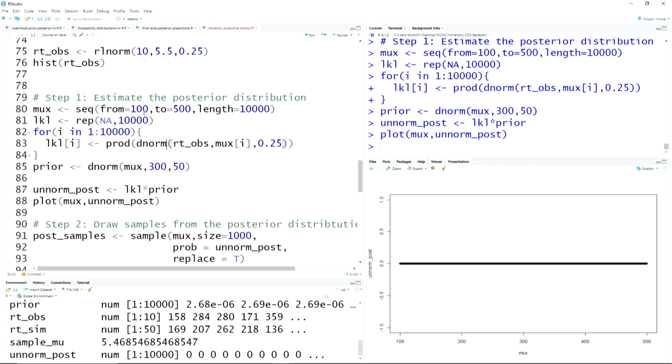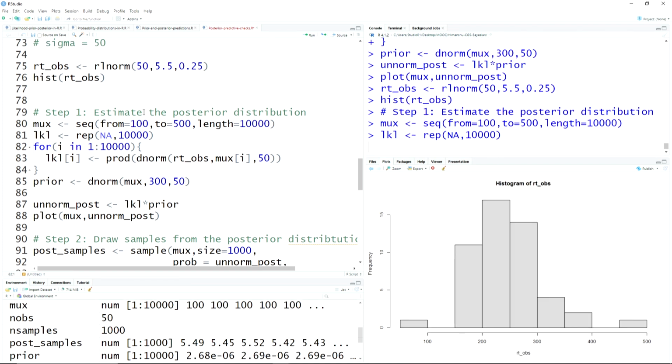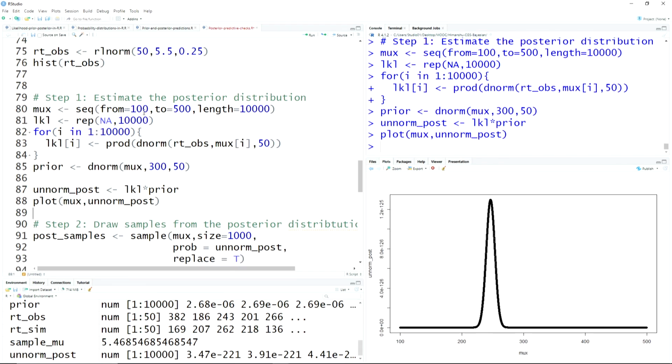So, D norm, RT obs. Oh, sorry. So, there is a mistake I did here. So, that is why. Okay, okay. Let us see this again. Okay, fine, fine. So, it can work with even 50 data points. I just made a mistake here. Okay, so this is our posterior distribution of mu now.